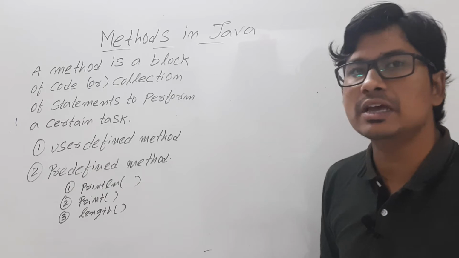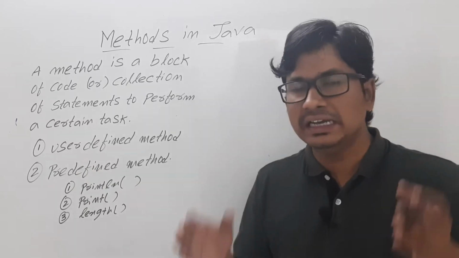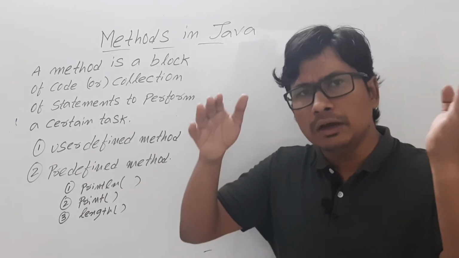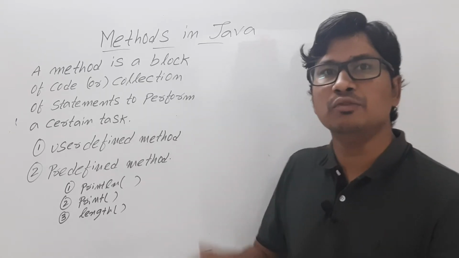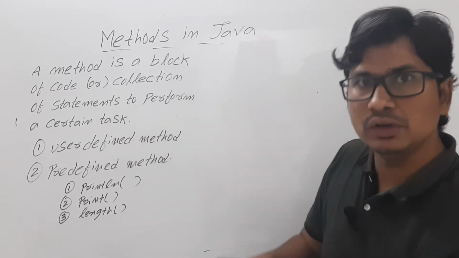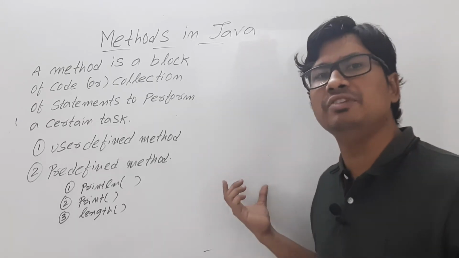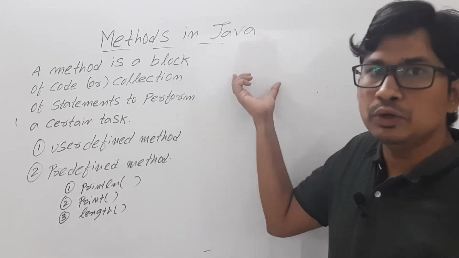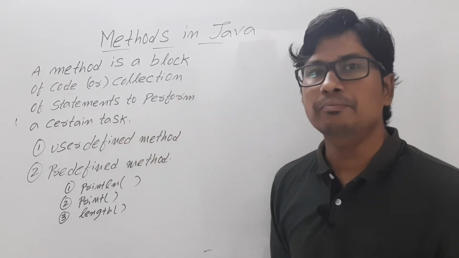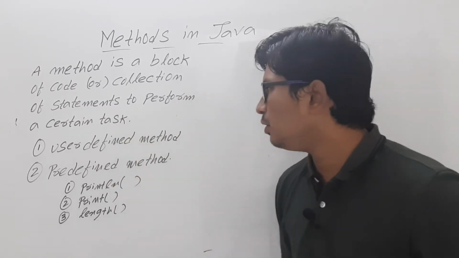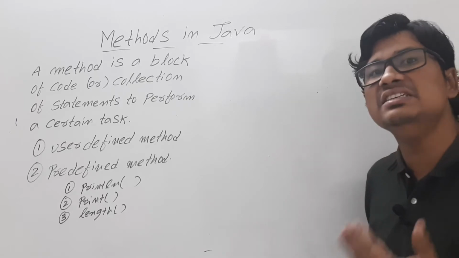Now let me discuss what a user-defined method is. In a user-defined method, the user or the programmer will define the method and he will call the method. So whatever statements he wants to execute when someone is calling it, he needs to write such statements in the method definition. Okay, now let me discuss a generalized syntax.